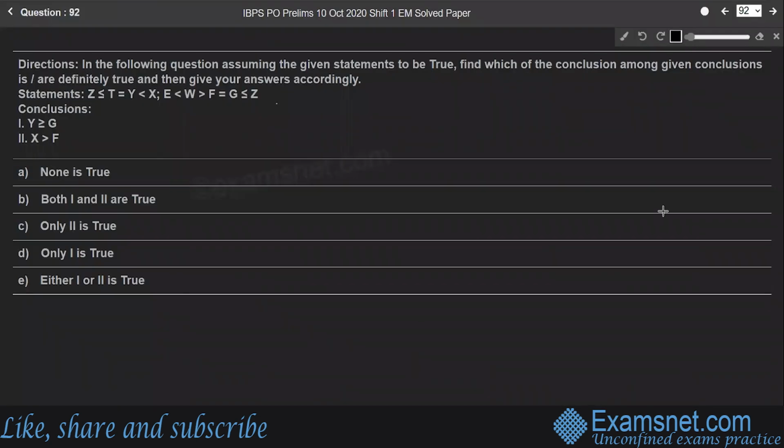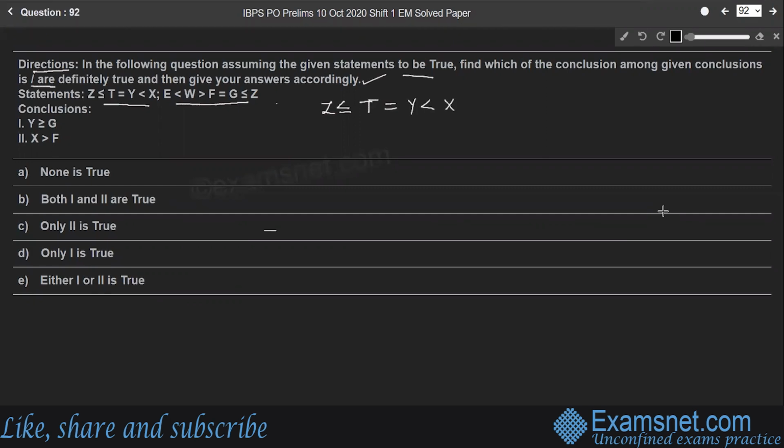Question 92. Here the direction is, in the following question, assuming the given statements to be true, find which of the conclusion among the given conclusions is or are definitely true and then give your answers accordingly. Here, the given statement is divided into 2 parts. So let us consider first part. Z is less than or equal to T. T is equal to Y. Y is less than X.